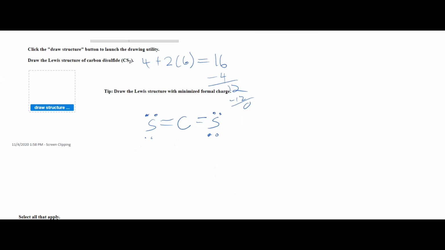Everyone's got an octet. I should check my formal charges. So carbon has 4 valence electrons. It's got no lone pairs. And it's got 8 bonding electrons. So its formal charge is 0. My sulfur normally has 6 valence electrons. It's got 4 unbonded electrons. It's got 4 bonding electrons. And so that also gives it 0. So now my Lewis structure has no formal charge, exactly what we're looking for.